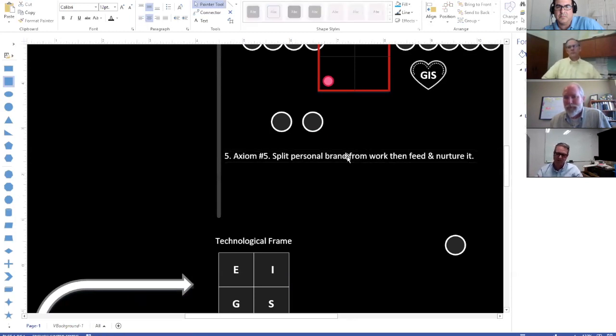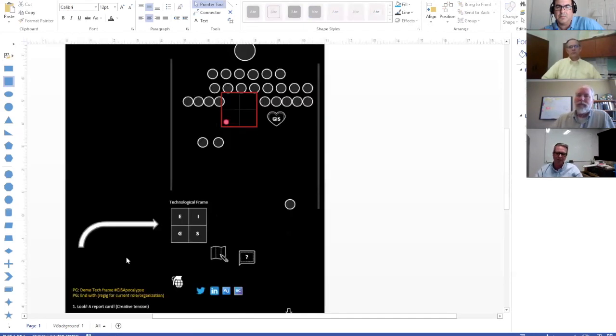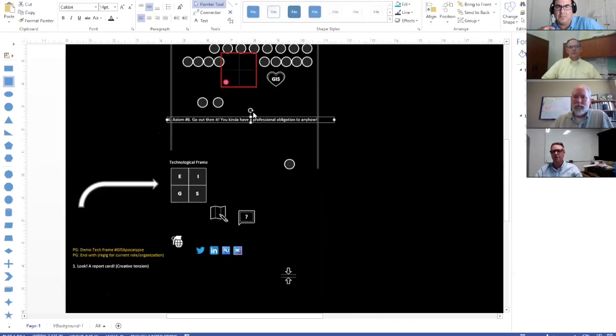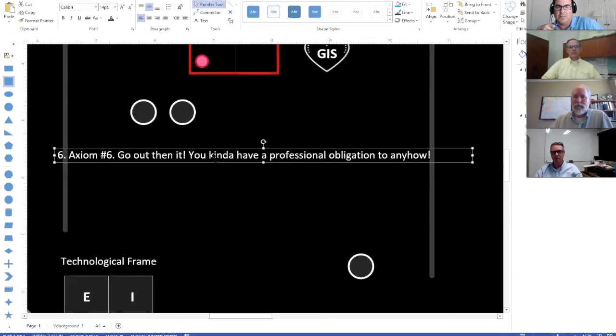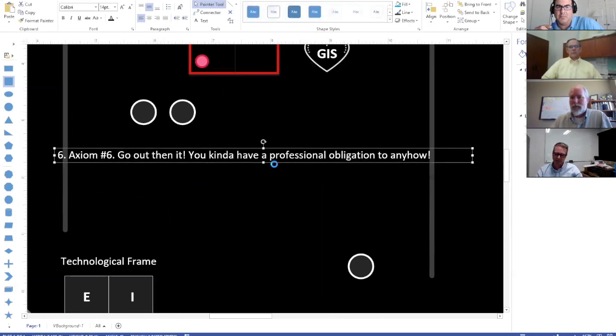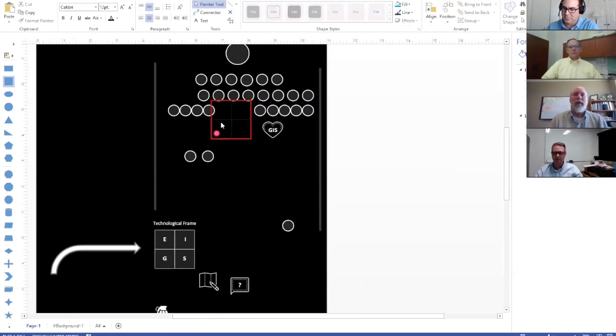And here comes the fun stuff. This is the stuff that I take great pleasure in doing. I haven't had to do it much here because the whole organization here gets where I'm trying to go. So here's an axiom. Go out and in, okay? You have a professional obligation. So what does that mean? Let's go back to our diagram quickly, and then I'm almost done for today.